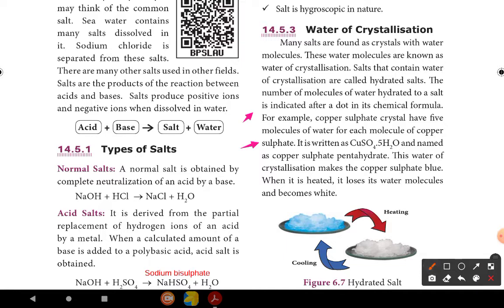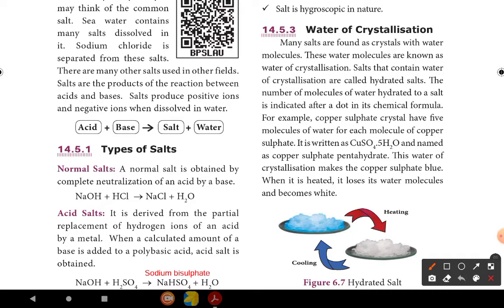CuSO4, what is CuSO4? This is the copper sulfate formula. So when we are adding 5H2O, that means there are 5 molecules of water. 5 stands for penta. So the name will be copper sulfate pentahydrate. What's the name, children? Copper sulfate pentahydrate. So hydrate means water molecules. This water of crystallization makes the copper sulfate blue.